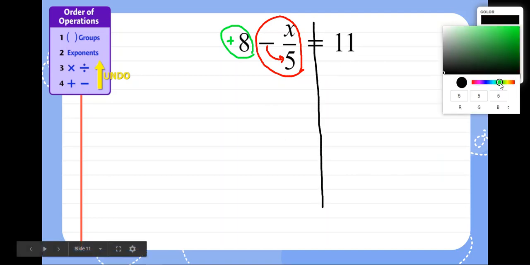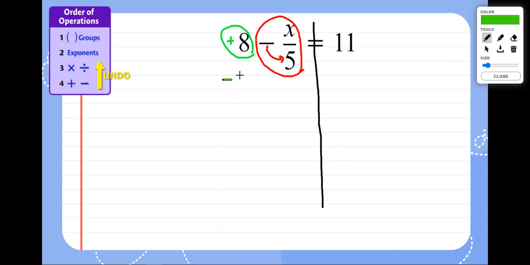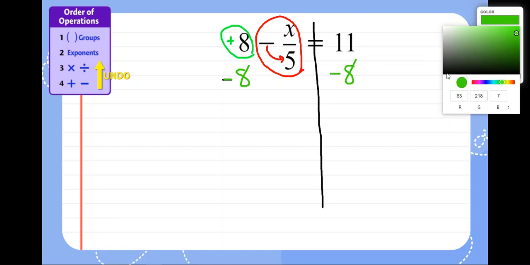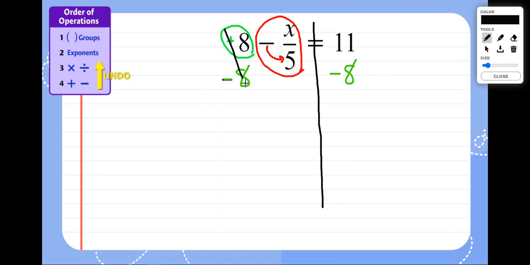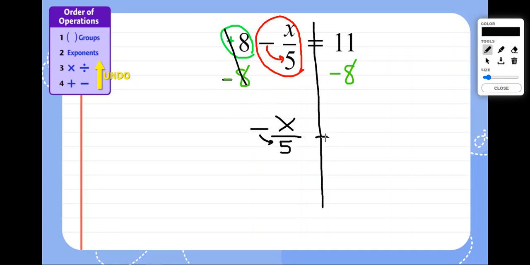Remember, we're not subtracting 8. The 8 is a positive value. So to get rid of that, you do the inverse of plus 8, which is minus 8 on both sides. And then when we simplify, we still have this whole thing, minus x divided by 5, in the denominator. And that's going to be equal to 11 minus 8, which is 3.